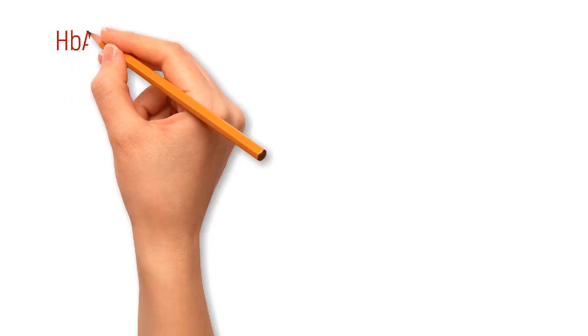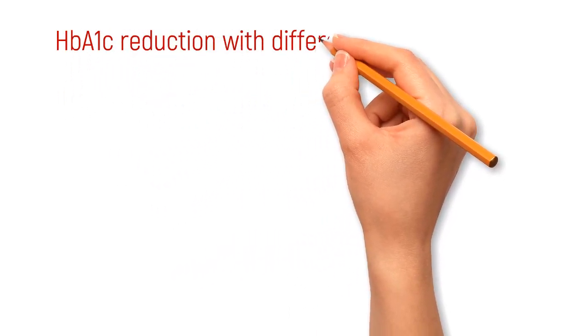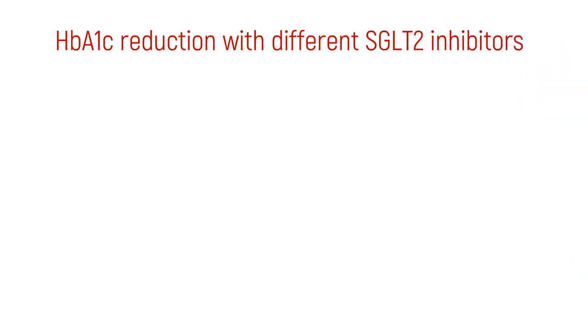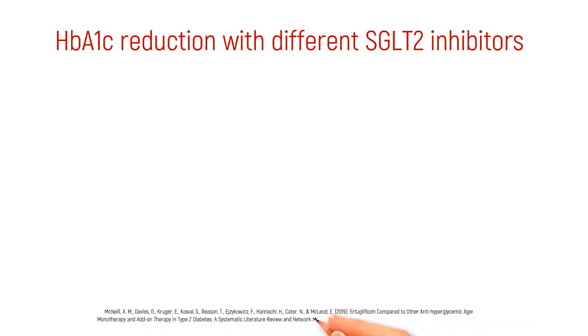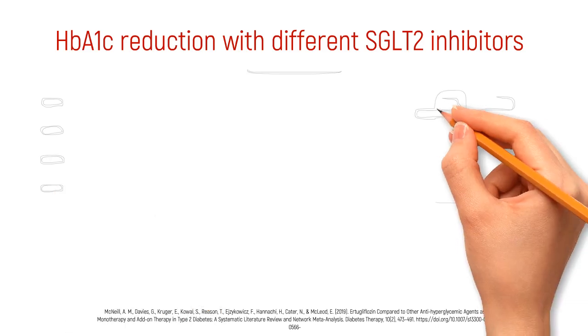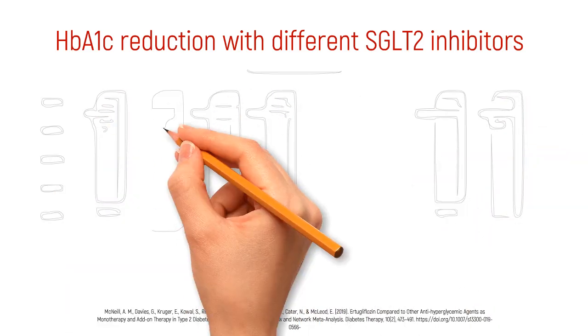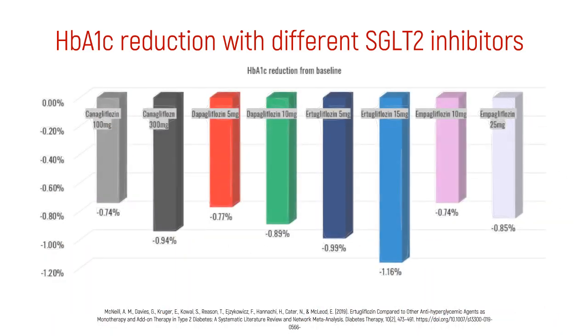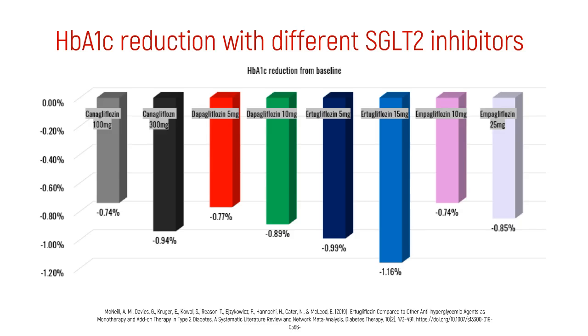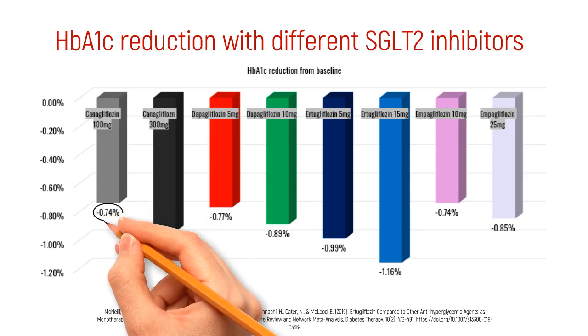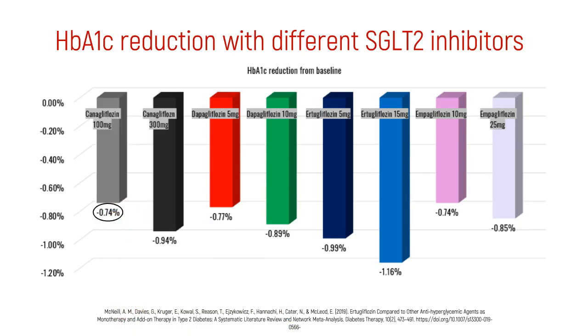The percentage reduction in HbA1c is a key indicator of the efficacy of SGLT2 inhibitors in controlling blood sugar levels in diabetic patients. Based on the findings of a 2019 systematic literature review and network meta-analysis by McNeil et al., the effectiveness of these drugs varies depending on the dosage. Canagliflozin demonstrates a dose-dependent effect, with the 100 mg dose leading to a 0.74% reduction in HbA1c, while the higher 300 mg dose provides a more pronounced reduction of 0.94%.